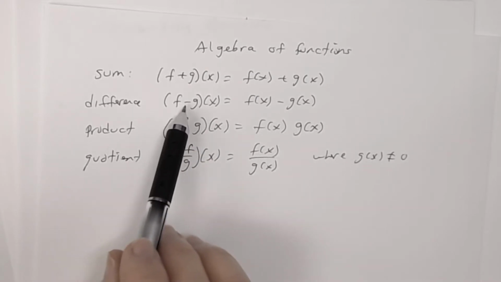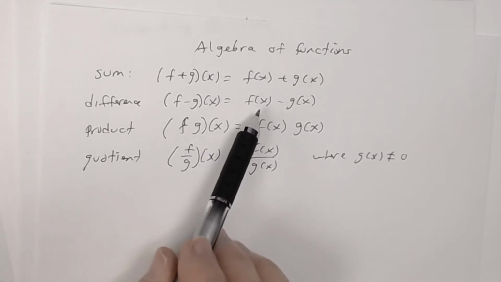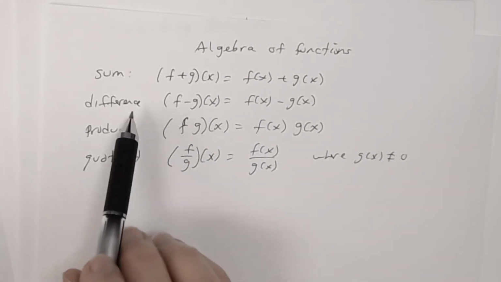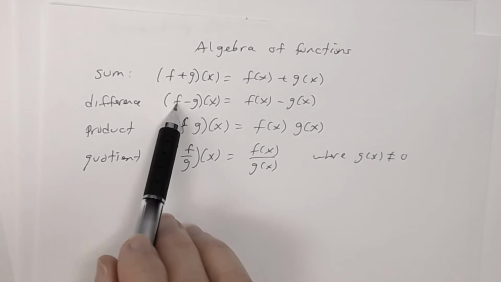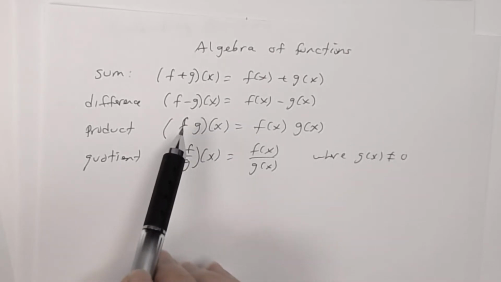And then there's a difference. So f subtract g at x is equal to f of x minus g of x. Now remember, when you're dealing with subtraction, the order matters. So whatever function is listed first, see, f is listed first, it must be listed first. All right, so that was discussed as well.